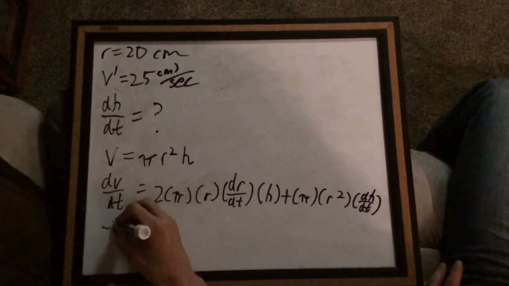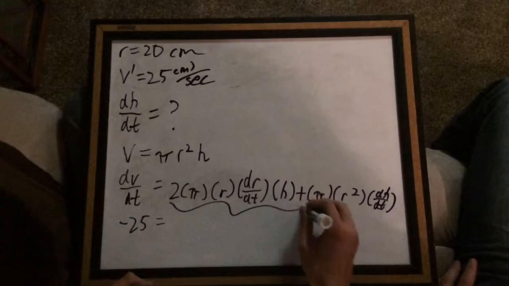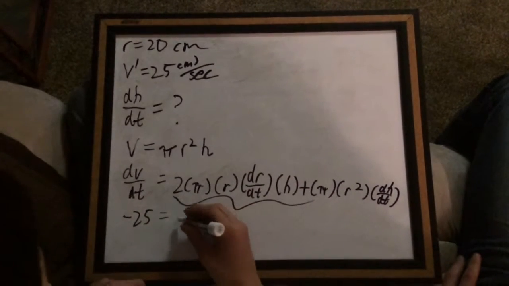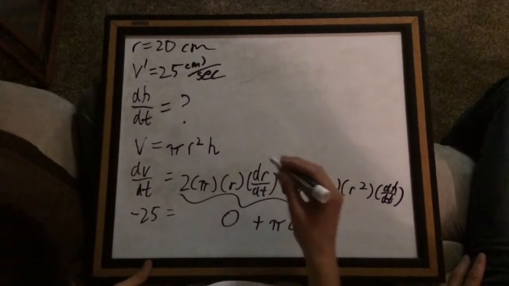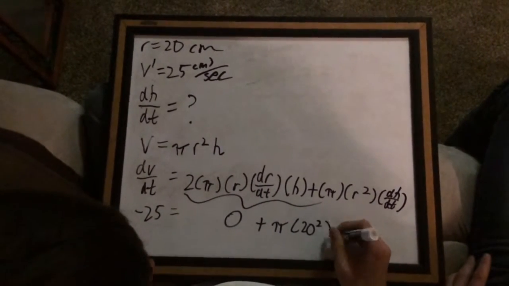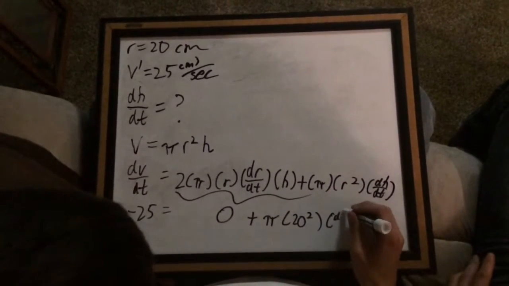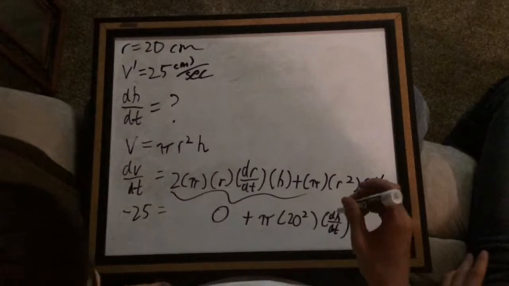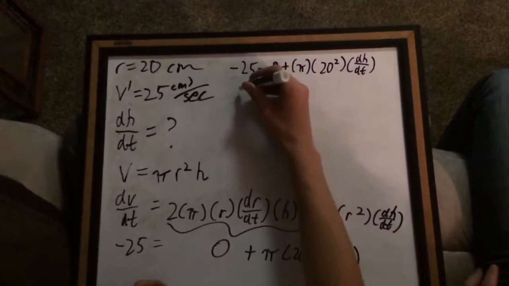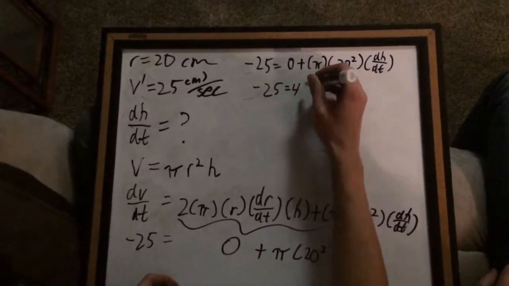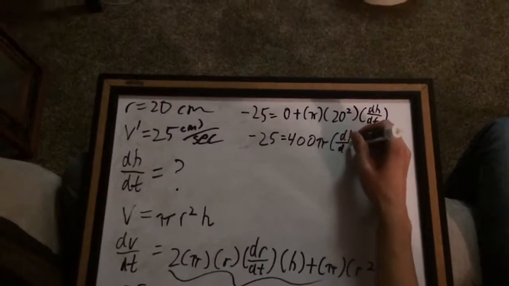So it's changing at a constant rate of negative 25, which is equal to, this part doesn't matter because the radius isn't changing, so it's a 0. Then you got to add pi times r, shown here as 20 squared, times the rate at which h changes, which is dH over dt. That's the variable we're trying to solve. Now we have the equation right here. We can solve it. So it's negative 25 is equal to 400 pi times dH over dt.